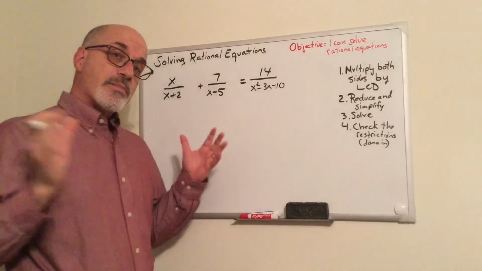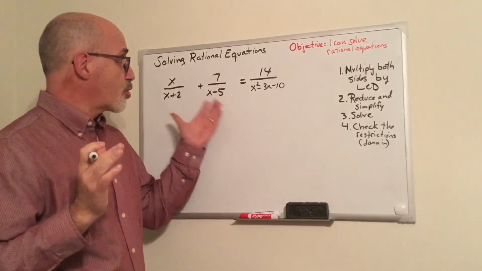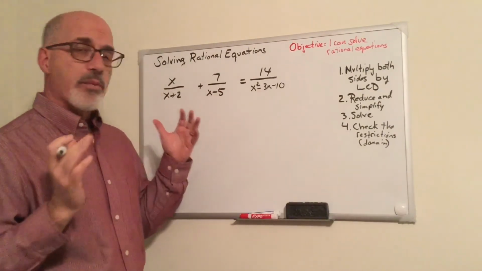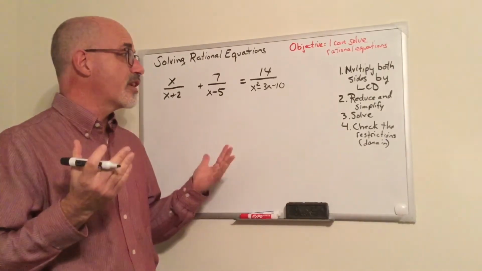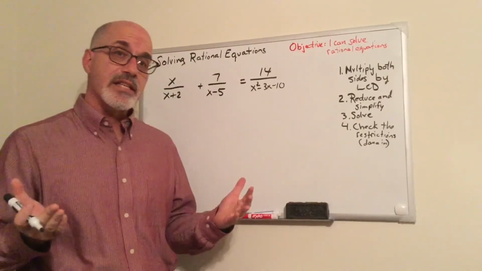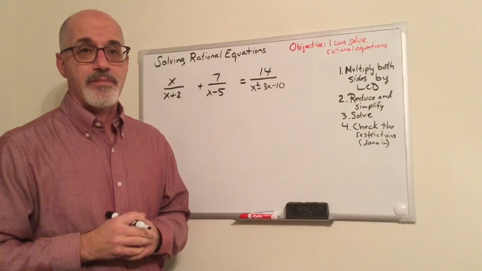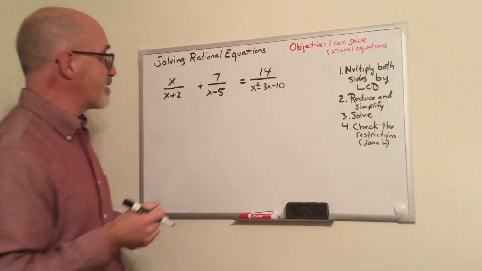Okay, now for this problem, I'd like you to pause the video and try this one. See if you can factor this one. Come up with your least common denominator. Try multiplying on both sides, solving the equation. See what you get. Make sure you check your answers, and then we'll come back and do it together. Now that you've tried that, let's go ahead and give this a try.